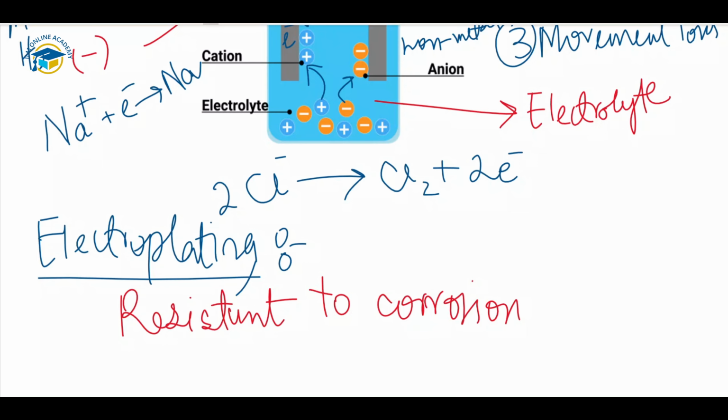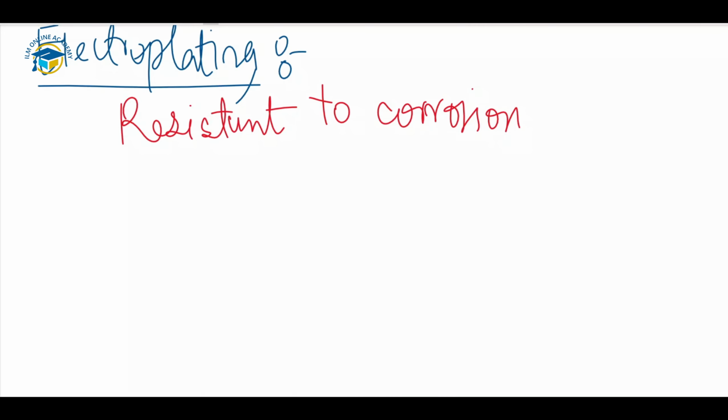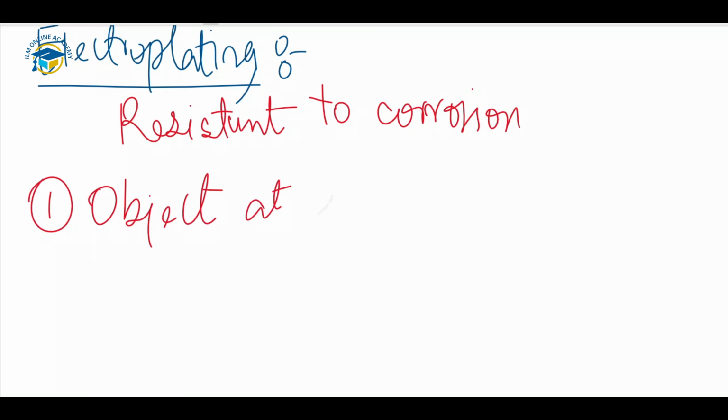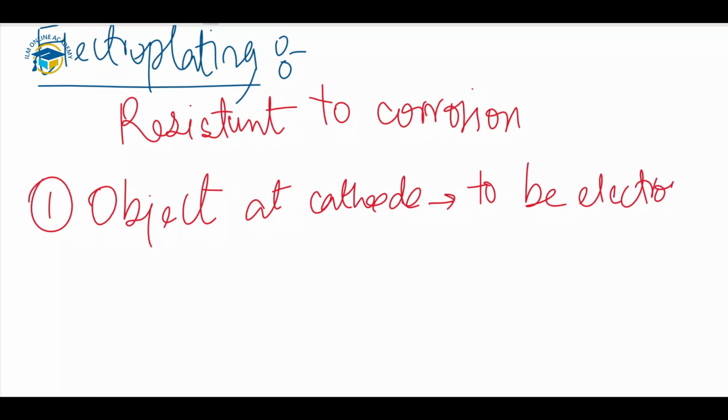First you should know how metals are electroplated. We have some rules or steps through which metals are electroplated. The first one is to place an object at the cathode. The object to be electroplated is placed at the cathode.